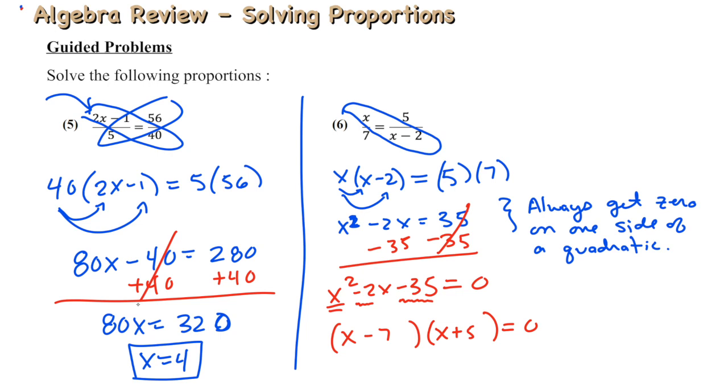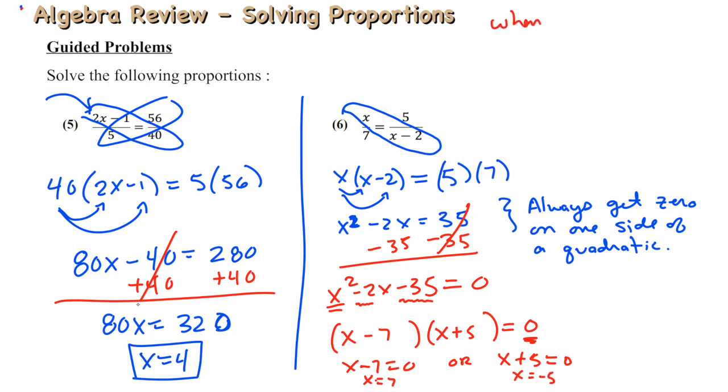And when we have 2 sets of parentheses that multiply and equal 0, that means that either x minus 7 is equal to 0 or x plus 5 is equal to 0. And that would give us x is equal to 7 or x is equal to negative 5.